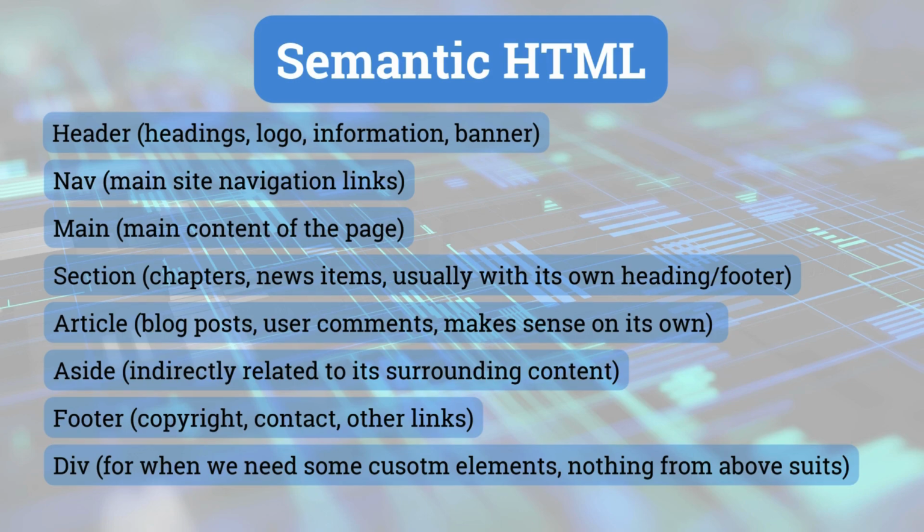Sections. These can be like chapters in a book or news items, usually with their own heading or footer. Articles. As you'd expect, like blog posts, user comments, things that make sense on their own. Asides is another one, indirectly related to its surrounding content. And footers. They hold the likes of copyright information, contact, and other links. And when none of the above suits what we want to do for development, we can use a div element. This allows us to create custom programming.